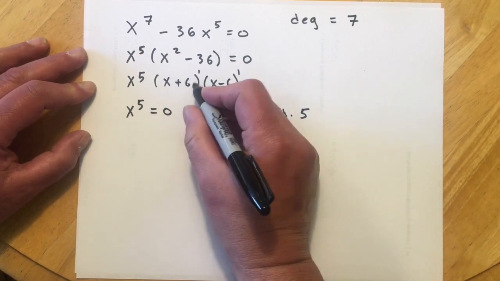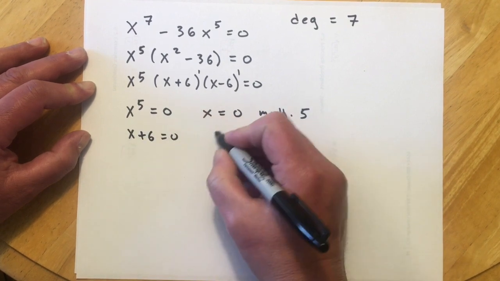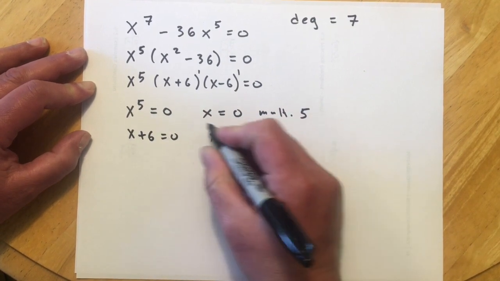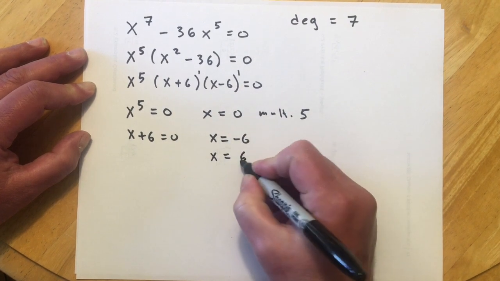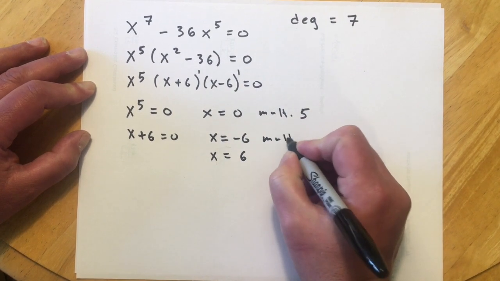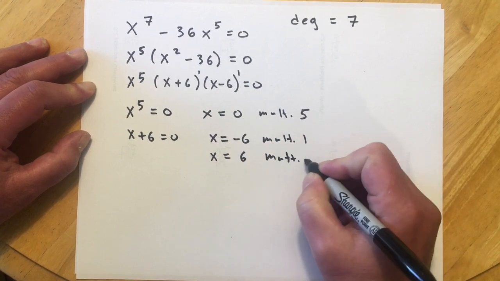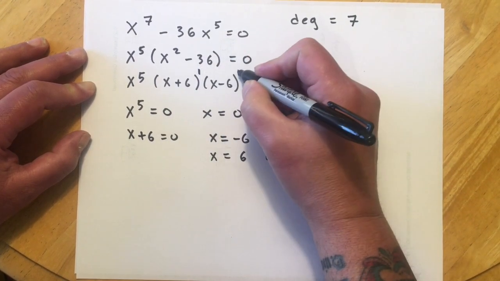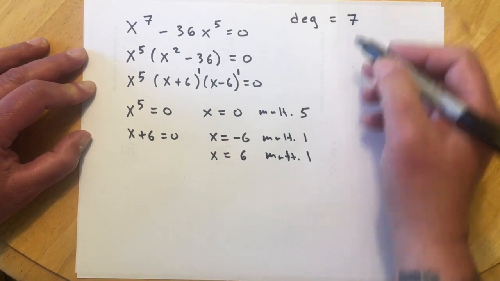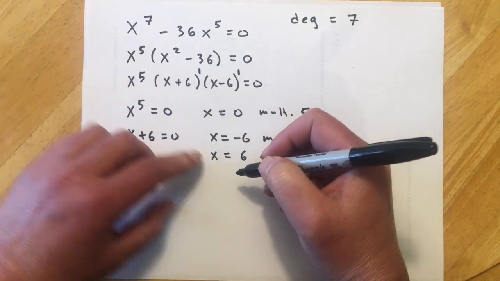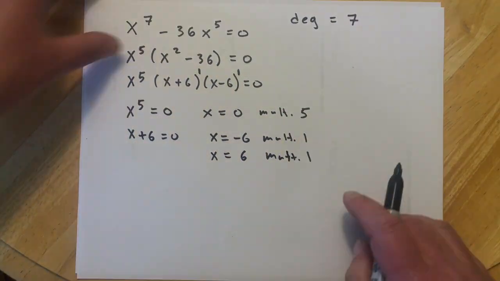And then with each of these, x plus 6 equals 0, bring it over, that's going to make a negative 6. And then likewise, the negative one will make a positive 6. And those are both multiplicity 1, because these are to the first power. And so those are 5, 6, 7, that matches our degree. So those would be our zeros or our real roots and their multiplicities.